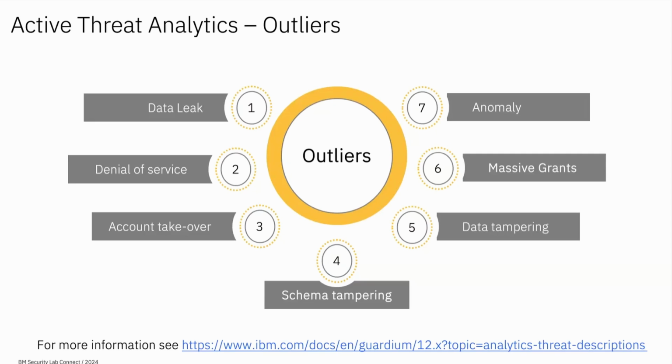Data tampering. As the name suggests, someone is trying to update or delete, do those kinds of activities on your data, a lot more than usual. That is a data tampering case. Massive grants. A lot of grants have been given to, say, some particular user, which is not a normal activity. And suddenly, if you see that, that is a massive grant case. Anything else which is not part of these 6 cases, we call an anomaly.